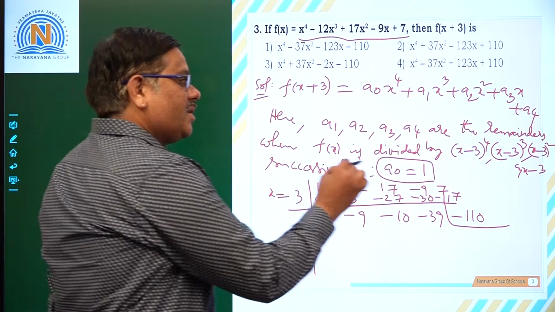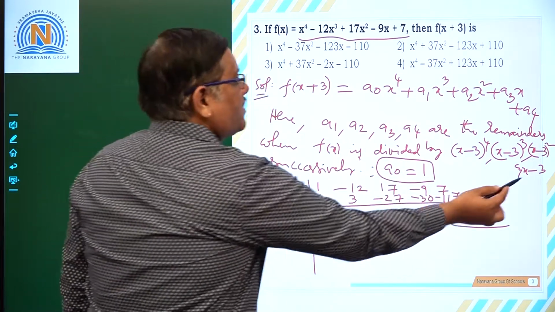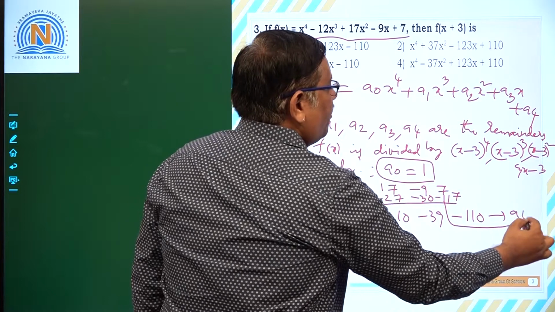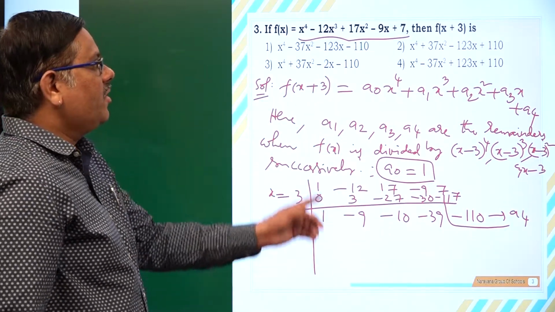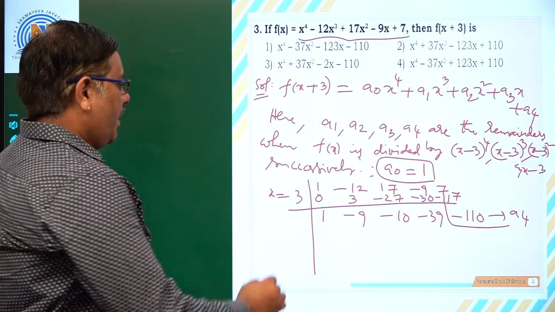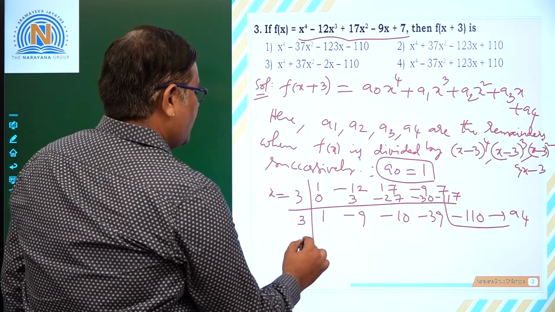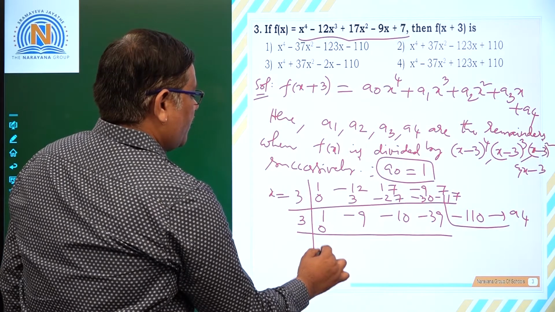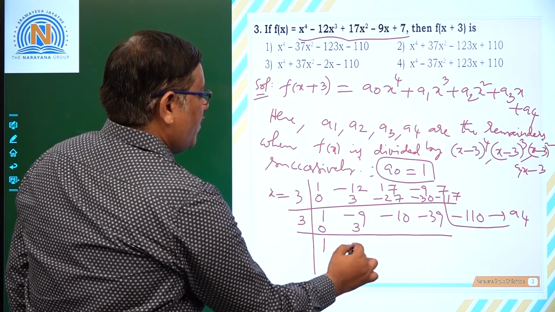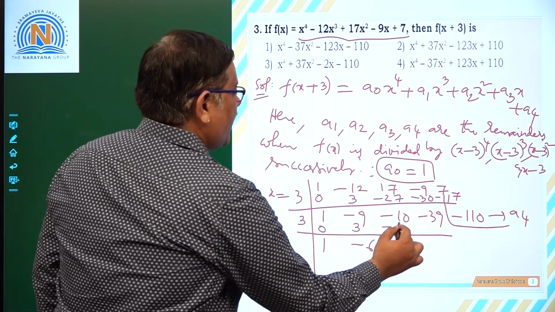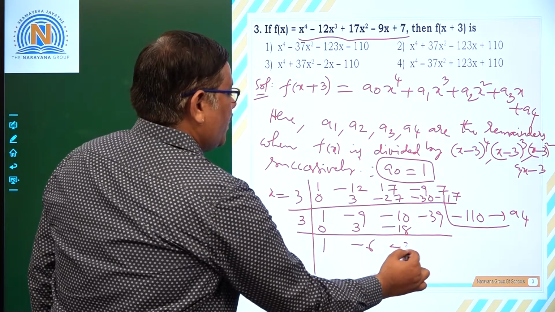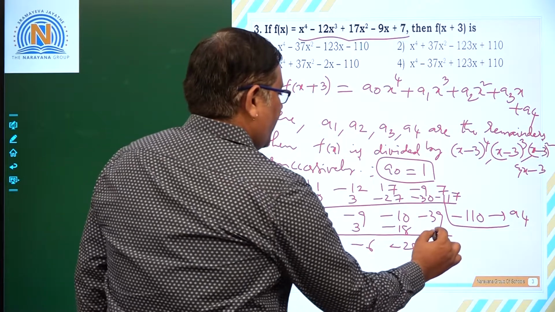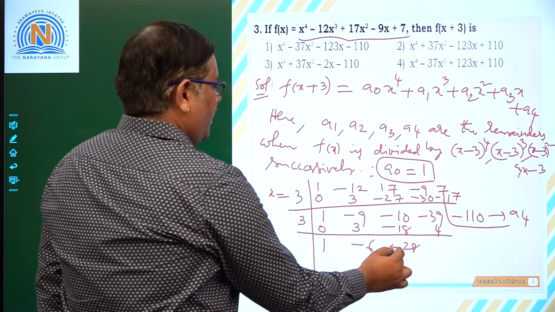Okay, this remainder is what? See, you are dividing with x minus 3 now. This remainder will be A4 for us. So A4 is minus 110. Now again you do the process. Again you take x as 3. Again continue the process. 0 here. It is 1. 3 ones are 3. Minus 6. 3 minus 6 are minus 18. So we will get minus 28. 3 into minus 28. How much is that? 3 8s are 24, 3 2s are 6.